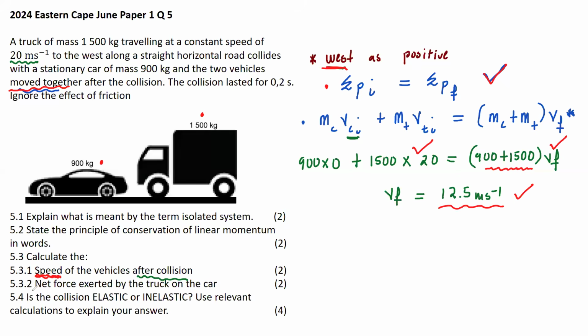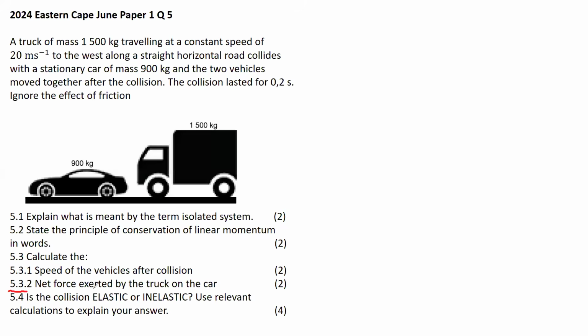I'm going for 5.32 now. They want the net force exerted by the truck on the car. Now listen to me. The truck is exerting a force on the car, but make no mistake, even the car is exerting the same equal force on the truck, though opposite in direction.